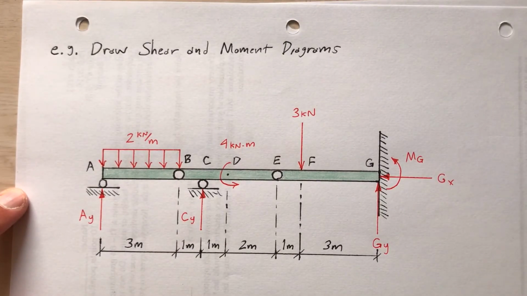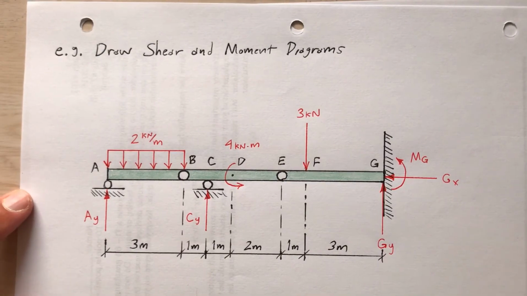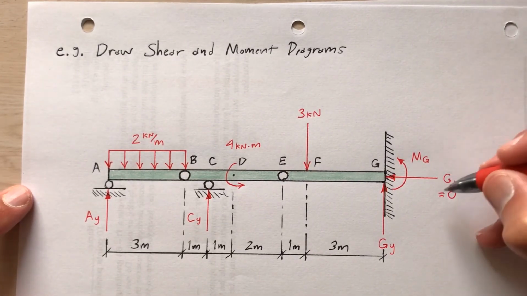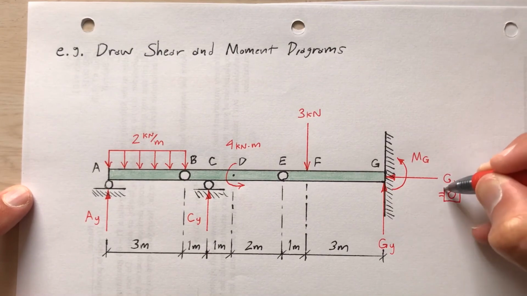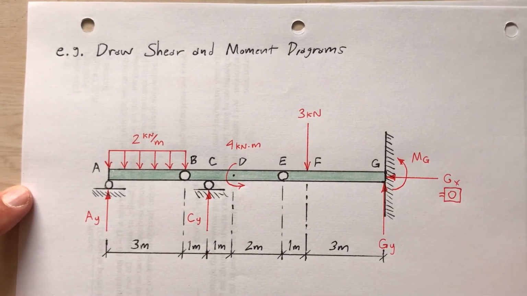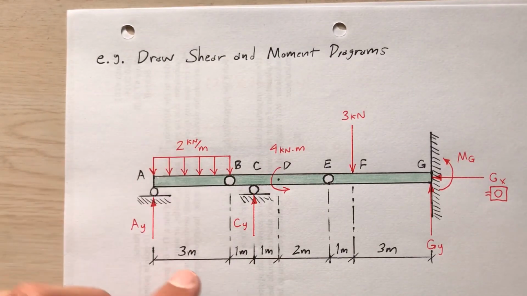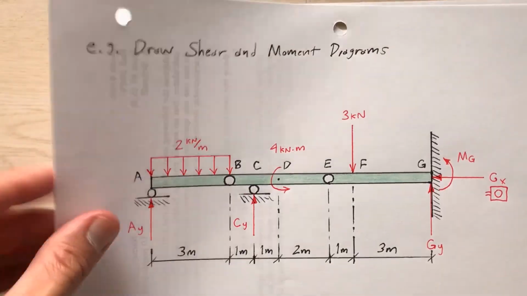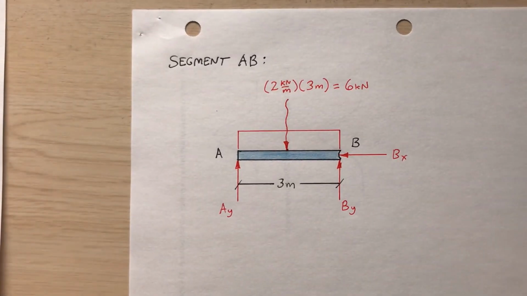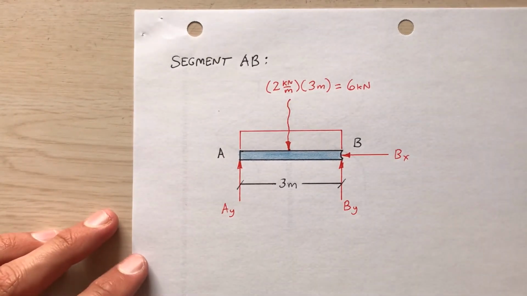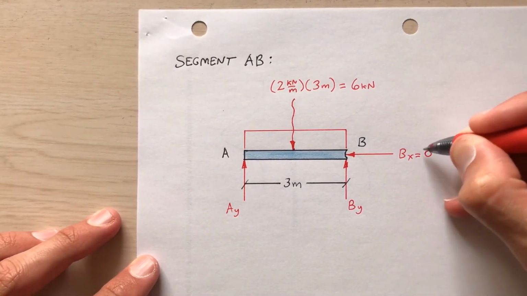Okay, before I analyze segment AB, I notice that there are no horizontal reactions to speak of, so I can immediately say that the horizontal reaction at G is 0. So no calculations required for that. Okay, so between A and B, 2 kilonewtons per meter times 3 meters is 6. So when I redraw that, I'll have this. So 6 kilonewtons, that's the resultant. A sub y and B sub y you can find. You'll find that it's 3 each, and B sub x is 0, no horizontal reactions.